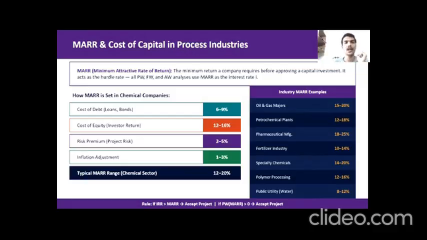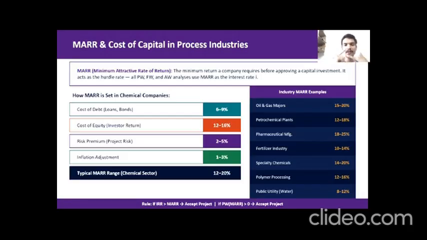And coming to MARR and cost of capital in process industries. What's MARR? It's minimum attractive rate of return. And how do we choose our interest rate? We use this MARR technique. This is like our hurdle rate. For chemical companies, MARR is usually like 12 to 20%, and it depends on a project to project basis. MARR is the minimum rate of return a company requires before approving a capital expenditure, and the IRR, that is internal rate of return, should be higher than it so that the project is economically attractive.